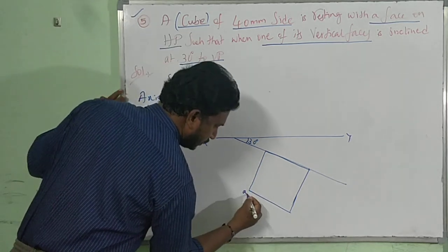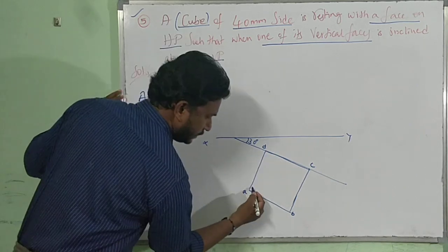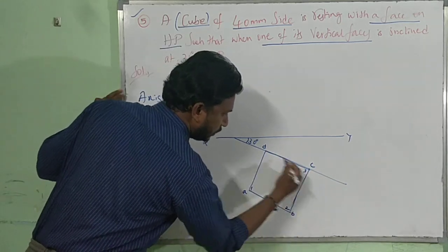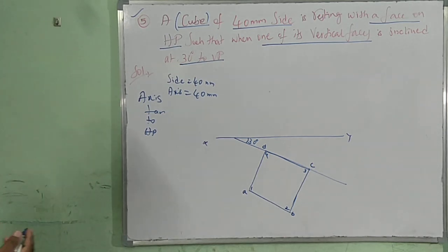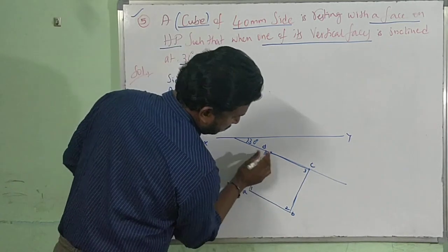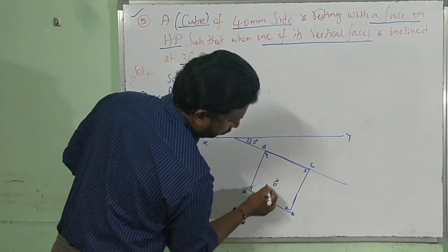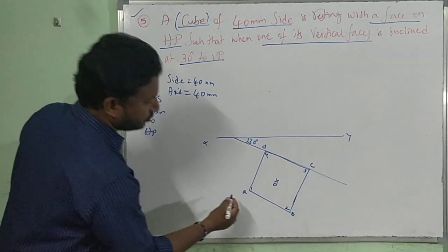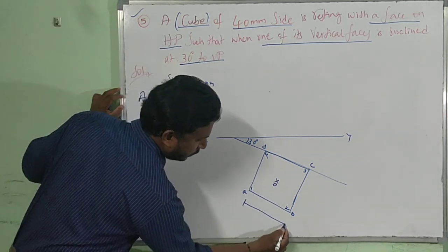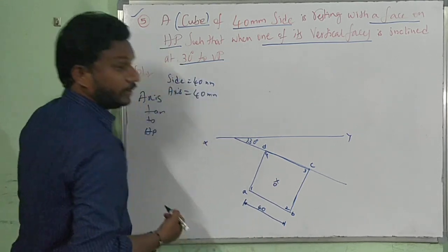Same points A, B, C, D. Inside 1, 2, 3, 4. Axis. Try to keep a line diagonal here, O. What is each side of the square? You can show it here, dimension as 40.